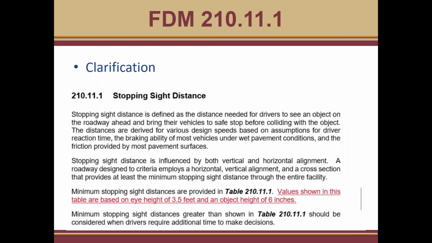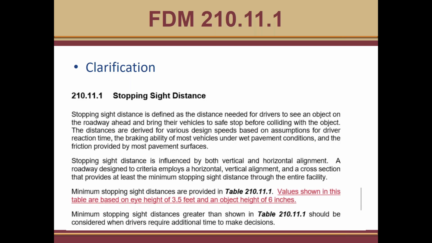As we were making edits to this section, we realized that back when we converted the PPM into the FDM, we inadvertently left out some important information here for stopping sight distance. We left out the fact that the stopping sight distance values were based on an eye height of 3.5 feet and an object height of 6 inches. These values are no different from what we used in the PPM, but we just neglected to include it in this section when we created the FDM.